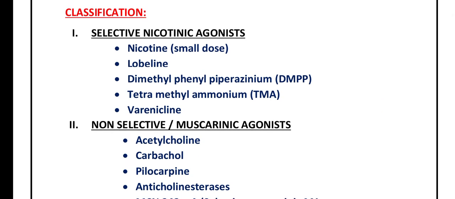Classification. First classification is selective nicotinic agonist, and second classification is non-selective or muscarinic agonist. Now coming to selective nicotinic agonist. Nicotine in small dose acts as a ganglionic stimulant. Lobeline, dimethylphenylpiperazinium, that is DMPP, tetramethylammonium, that is TMA, and varenicline.